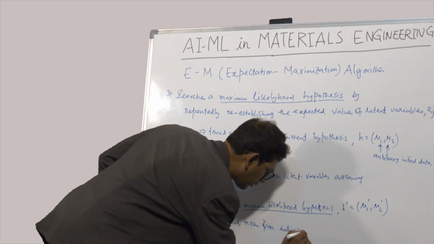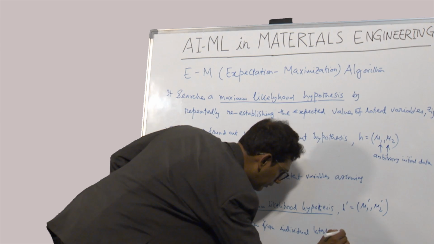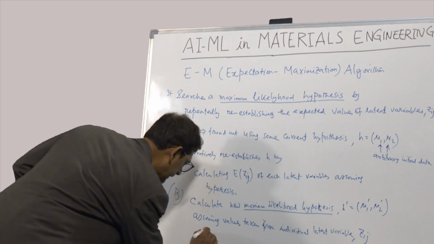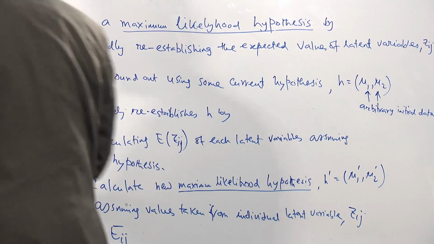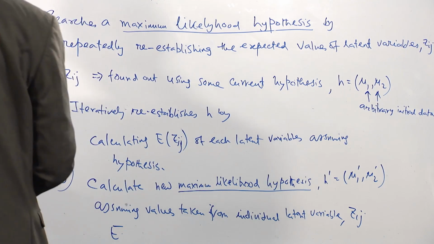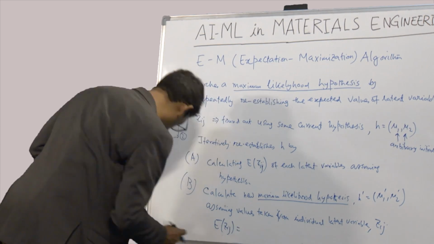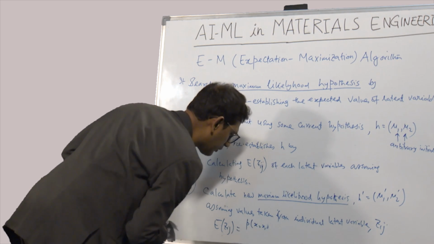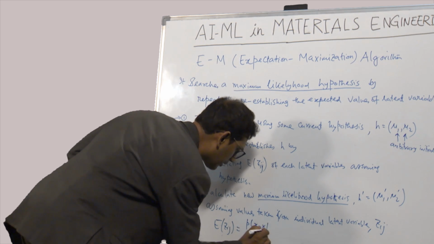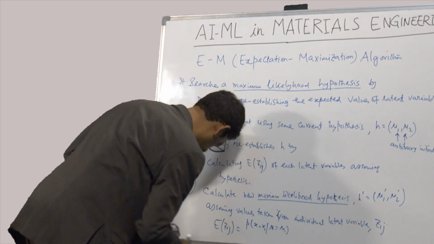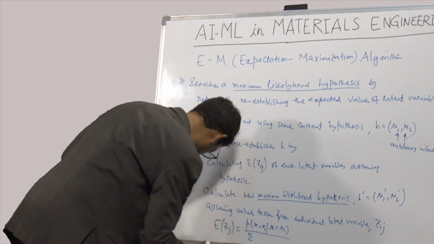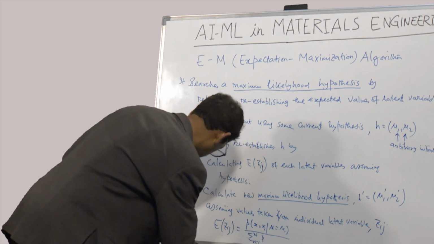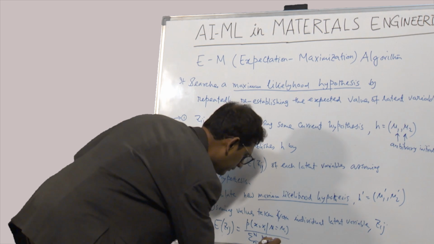Individual latent variable Z i j. So, therefore, E i j, sorry, not E i j, is basically E within brackets Z i j, that is equal to probability x is equal to x i, mu is equal to mu i, divided by the summation of all probabilities, n from 1 to capital N, p x is equal to x i, mu is equal to mu i. This is how it is written in statistics.